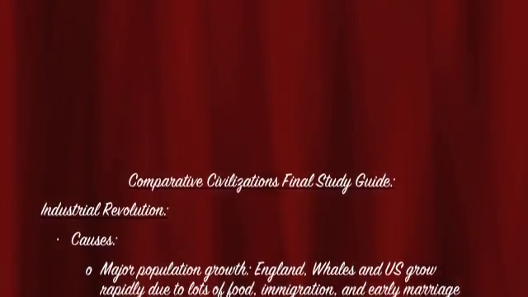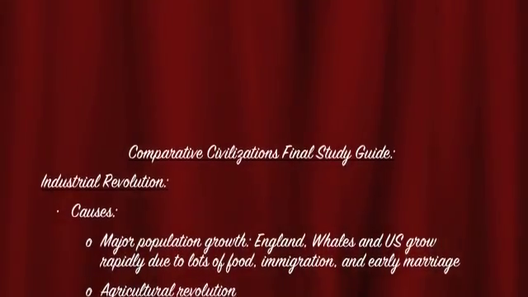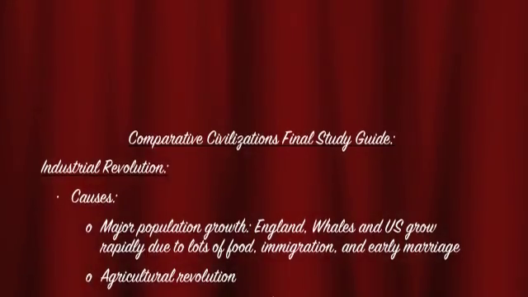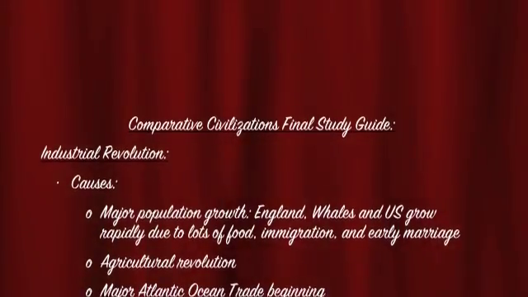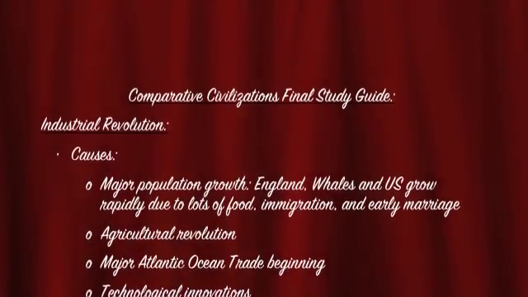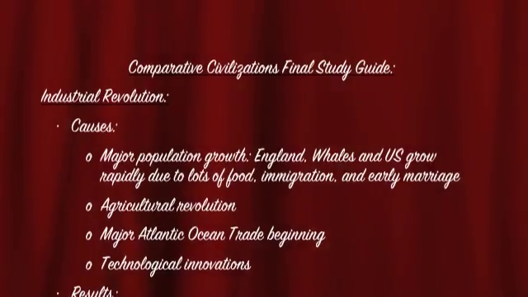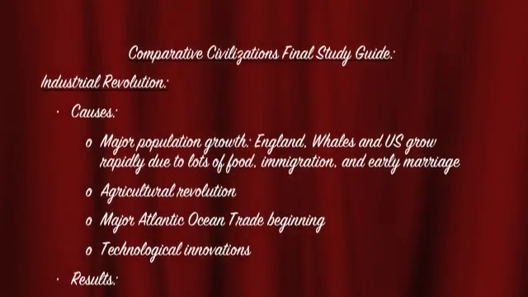Technological innovations. Results. 5 major innovations. Mass production. Mechanization. Steam engine. Electric telegraph. Impact of the Industrial Revolution. Larger cities arose. More railroads were built. Poor people moved to cities.